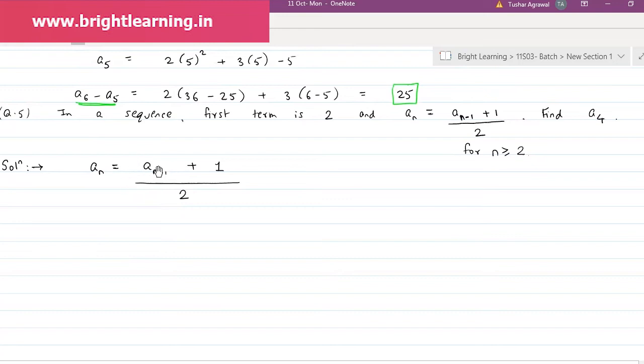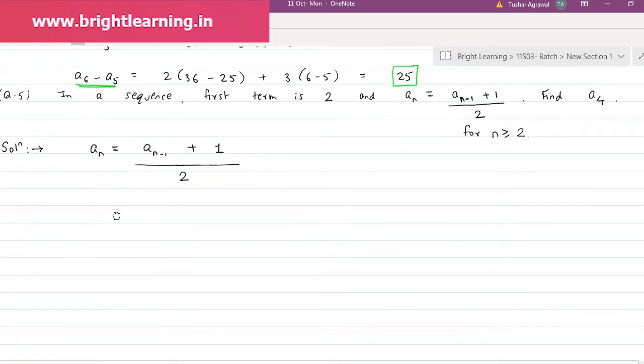What is the position-wise relation between a_n and a_(n-1)? a_(n-1) is the previous position with respect to a_n. That is, if you put n equal to 100, you get a_100 and a_99, which is one position prior to a_100. If you put n equal to 50, this is a_50 and a_49, one position prior to a_50. So any term of the sequence is equal to the previous term plus 1 upon 2.